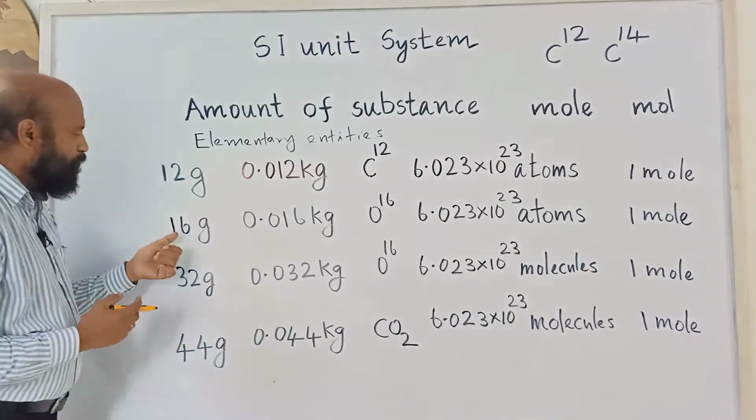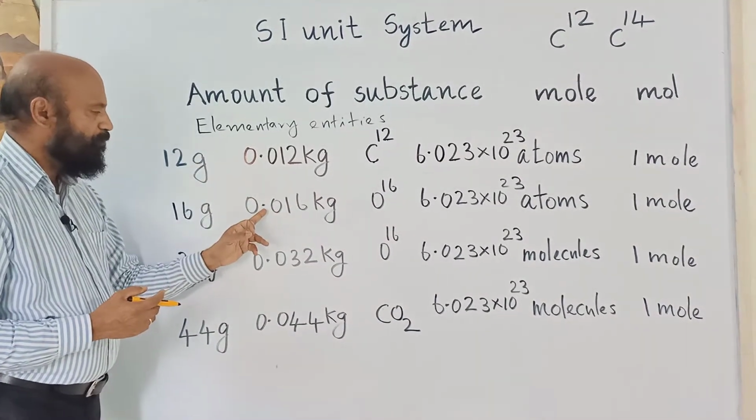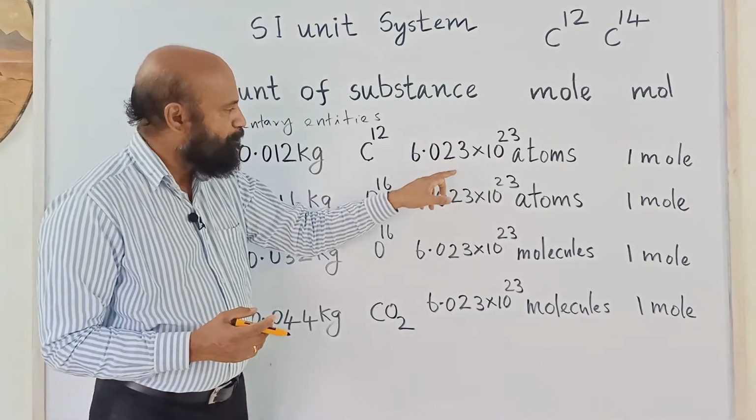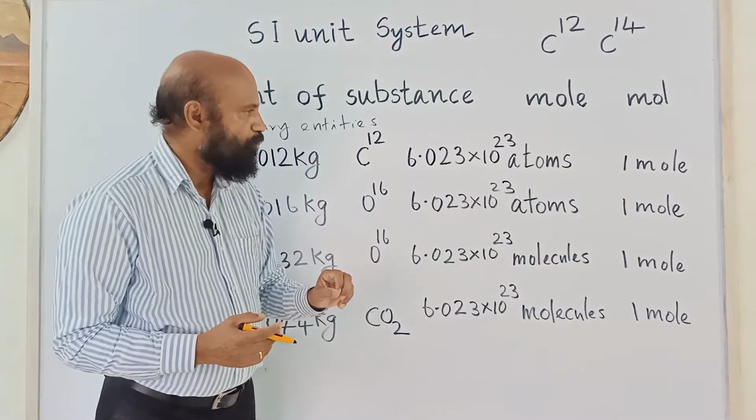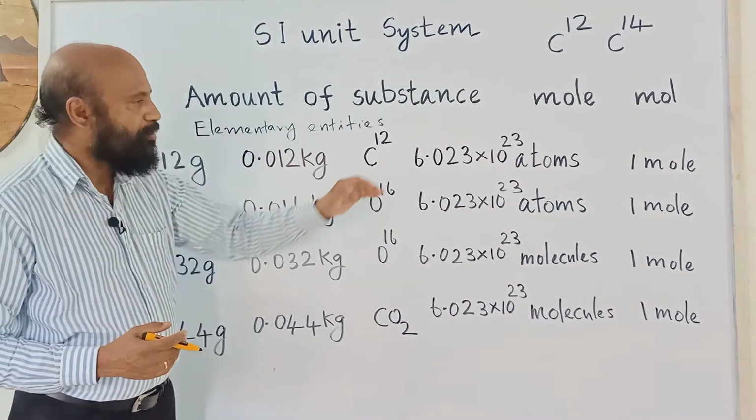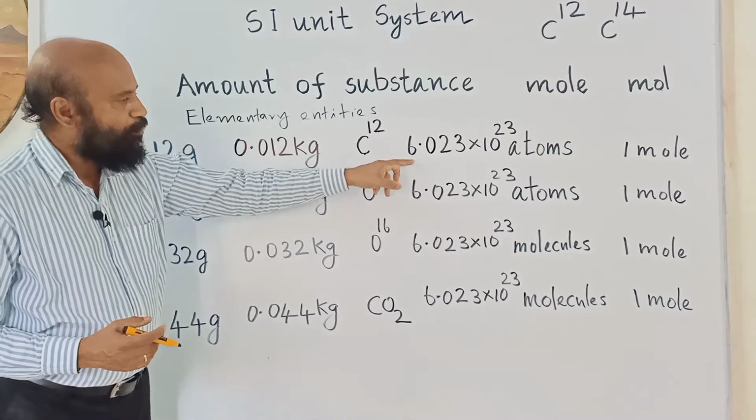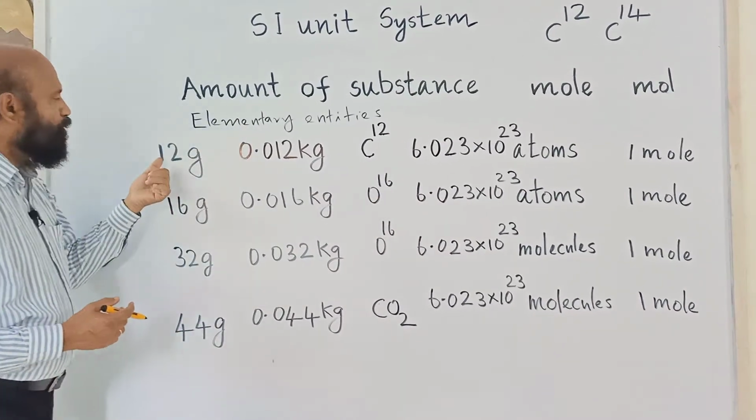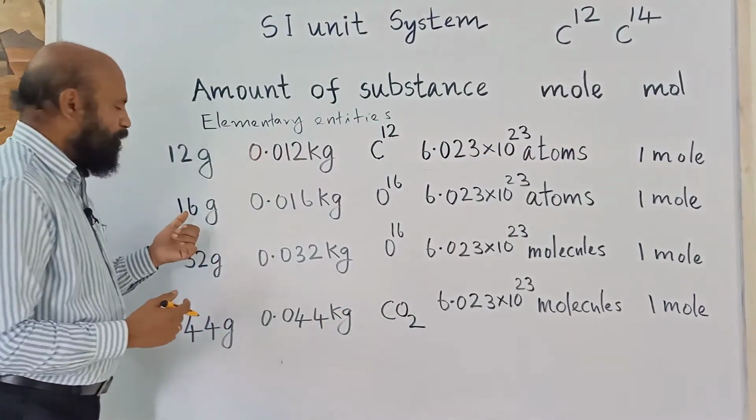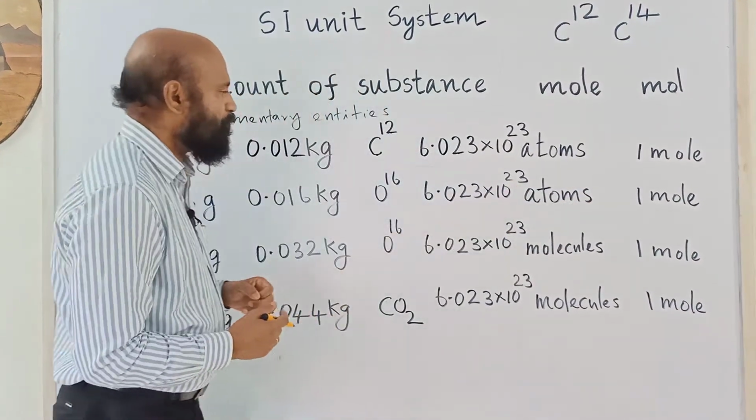Now you take 16 gram of oxygen or 0.016 kilogram. It also will contain the same number of atoms. So that is 1 mole of oxygen atoms. Same as many elementary entities as there are in carbon 12. Number of atoms same. So this is 12 gram of carbon is 1 mole. Similarly 16 gram of oxygen is 1 mole of oxygen atoms.